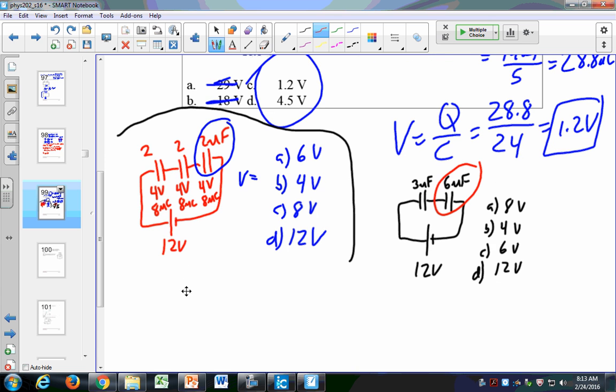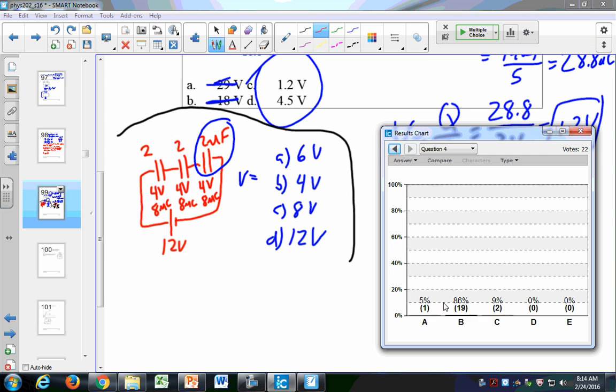All right. Can we do this one? No, we didn't do this one. So try this one out over here. What's the voltage across the 6 microfarad? All right, I'll stop at 20. Okay, awesome. B is right.